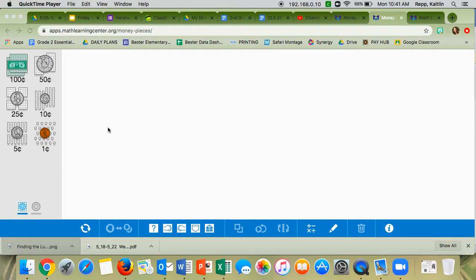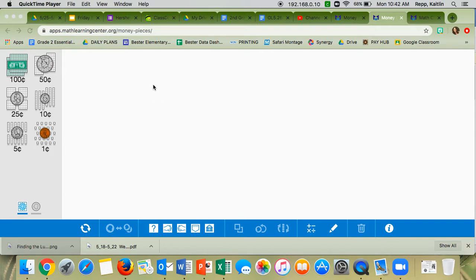Hi there, friends. I wanted to do a quick review for you today before you start your Hershey Park word problems. The word problems are going to be involving a little bit of measurement and a little bit of money. So let's do a quick review of money first.